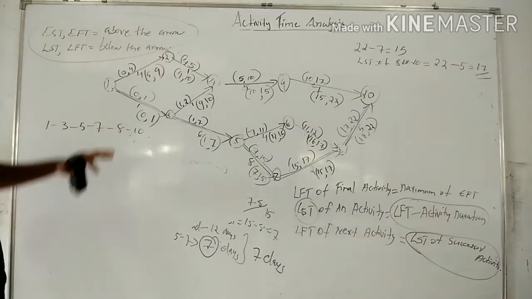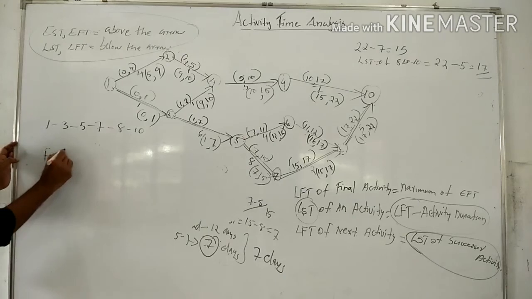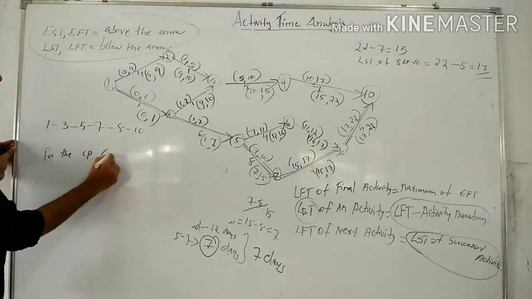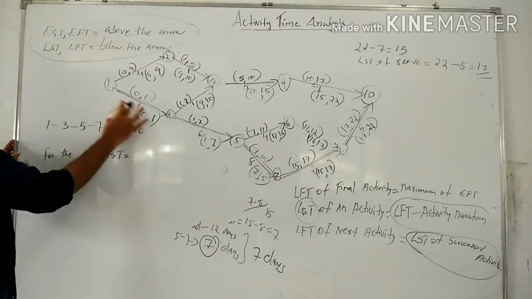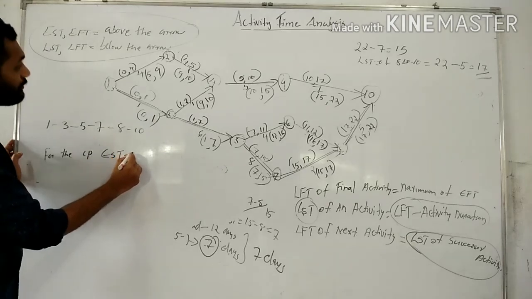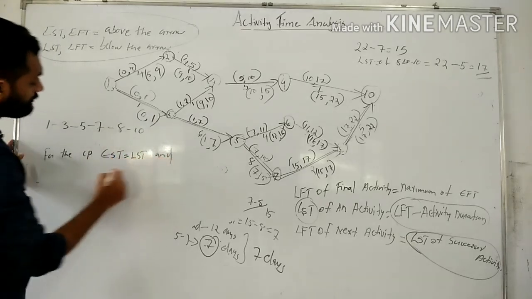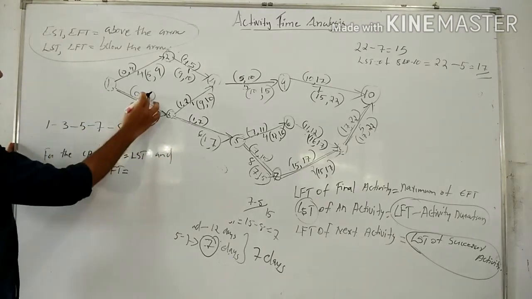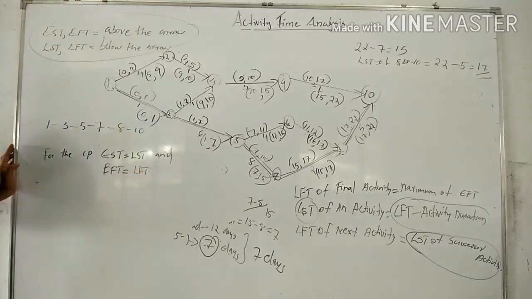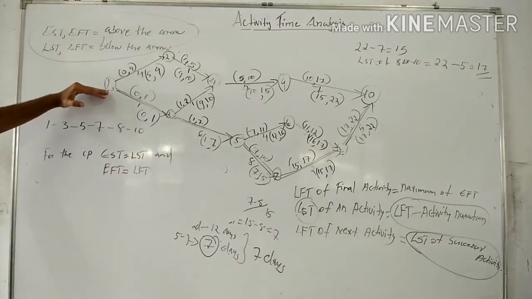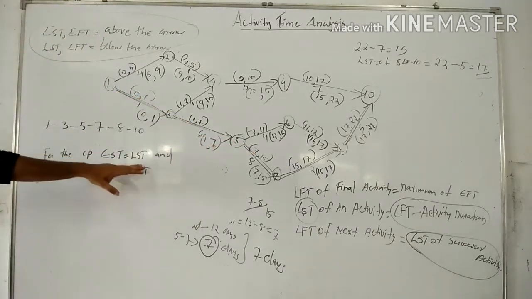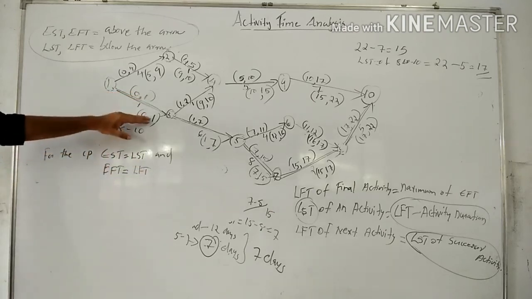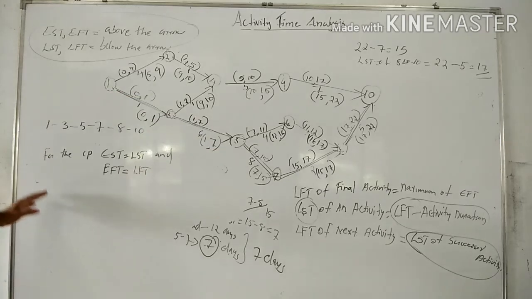So what can we conclude? For the critical path, EST is equal to LST, and EFT is equal to LFT. In the critical path of a project network diagram, EST and LST will be equal, and likewise EFT and LFT, such as 0, 1, then 1 to 7, and so on.